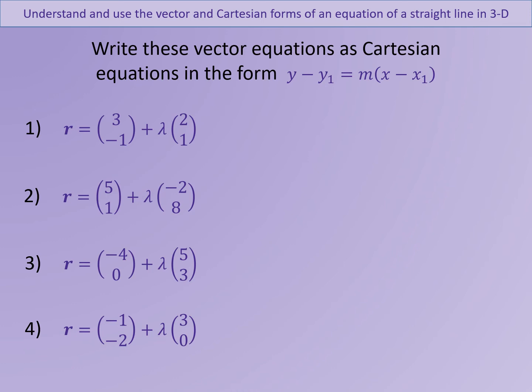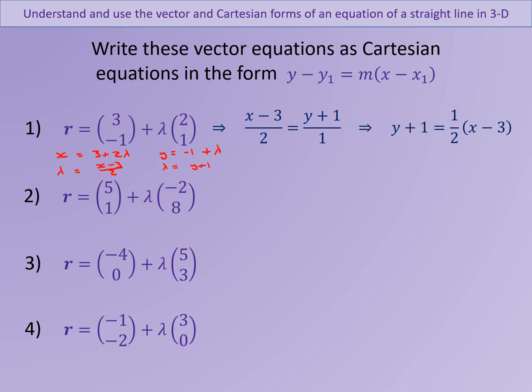Now I'll pause the slide, and for each of the 4 vector equations, use the method in the previous example to write the Cartesian equation in the form y - y1 = m(x - x1). So for the first one, we're going to get from the x component that x = 3 + 2λ. From the y component, we get that y = -1 + λ. Rearranging the two, we get λ = (x - 3)/2 and λ = y + 1. Putting these together, we get (x - 3)/2 = (y + 1)/1. Rearranging this gives us the Cartesian form in the form y - y1 = m(x - x1), which we are familiar with.